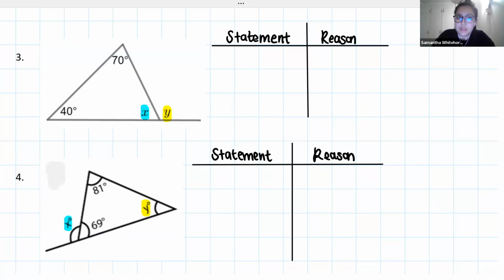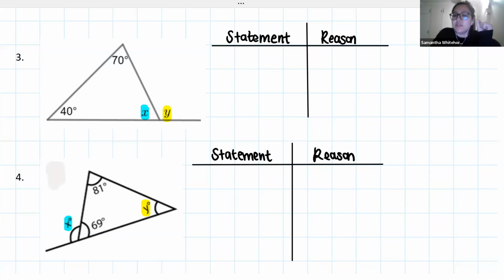Remember your reasons. And guys, remember, the second we start now finding more angles or needing to find multiple angles, we're going to potentially use a couple different reasons. In both of these questions, there's a couple different ways that you can find each X and Y. As long as you have applied your reason correctly, you will get the marks.